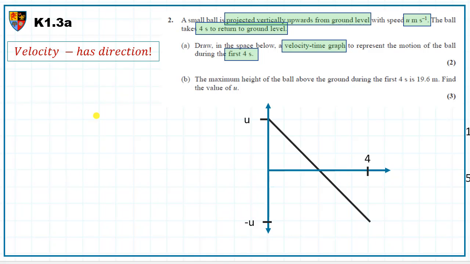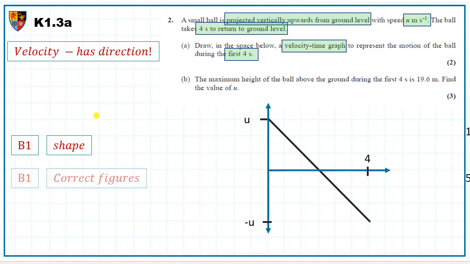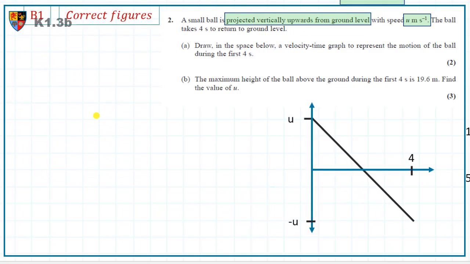Okay, let's move on to part B. Before marking, sorry, I forgot about that. 1 mark for the shape and 1 for the correct figures. That's how it was set out here. Okay. Part B.